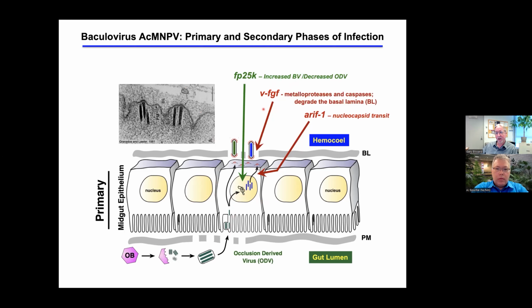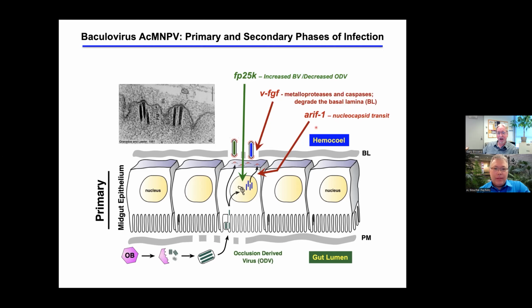Another gene is called VFGF, which stands for viral fibroblast growth factor, and this is a homologue of an insect hormone. It can cause recruitment of other genes of the insect to the sites of the infected cell, and that results in release of metalloproteases and caspases. These are proteases which then degrade the non-cellular basal lamina layer that surrounds the gut, and that allows those budded virions to escape. So a nice picture is now evolving of how the virus accomplishes this.